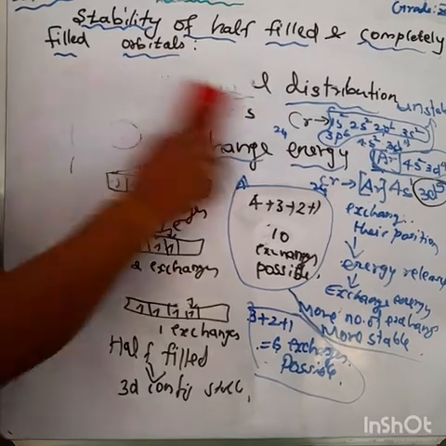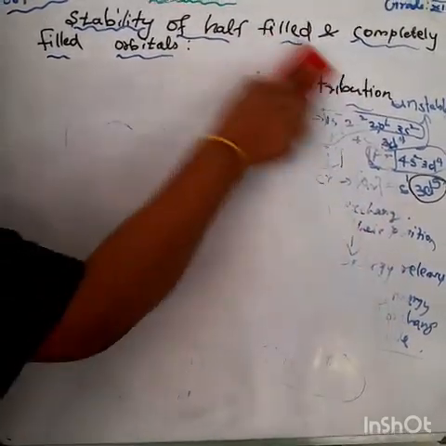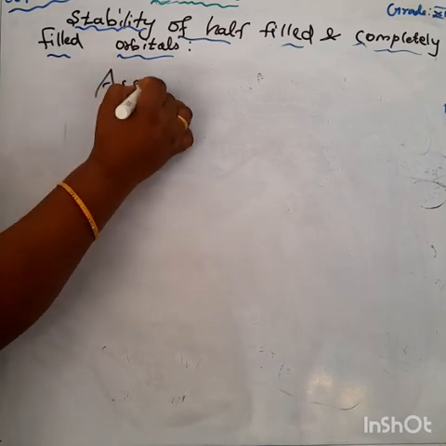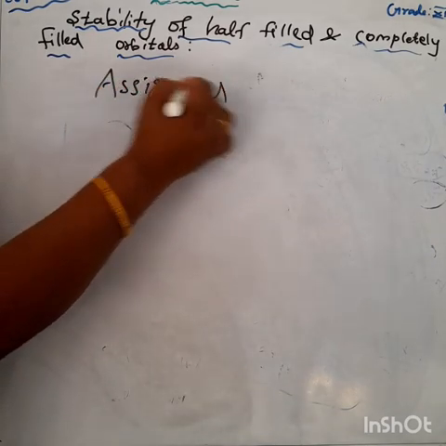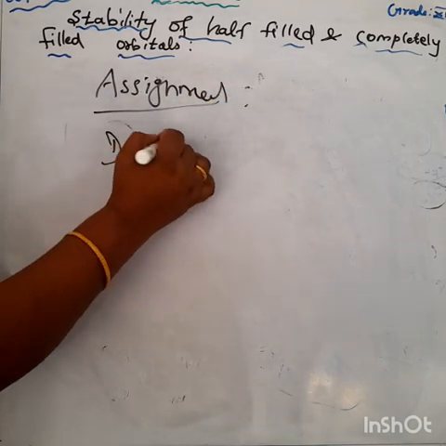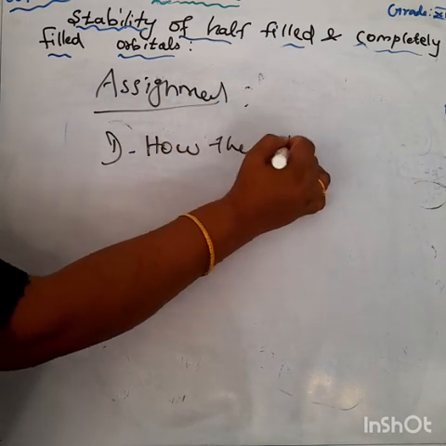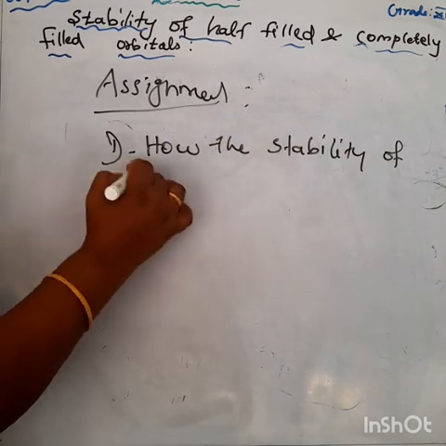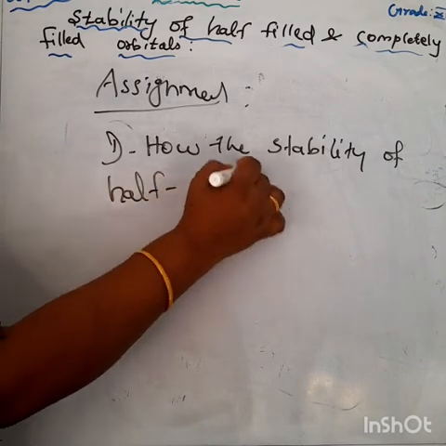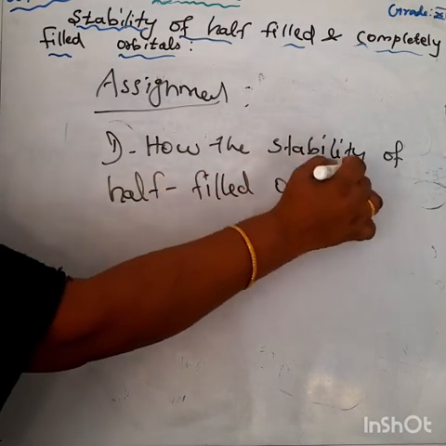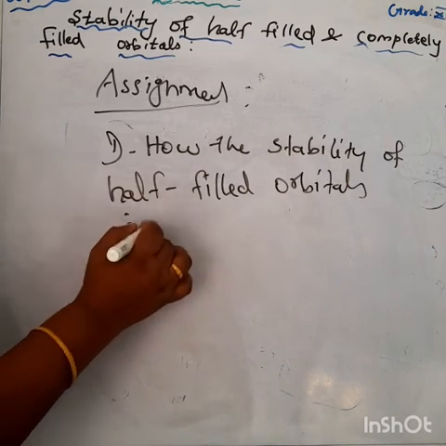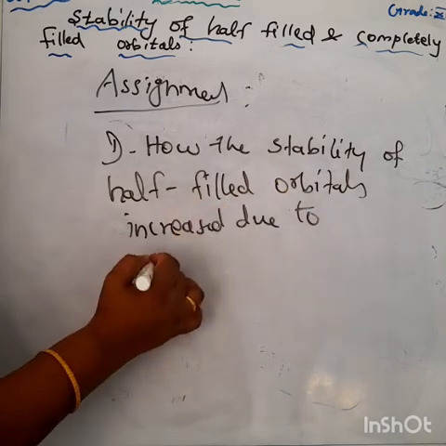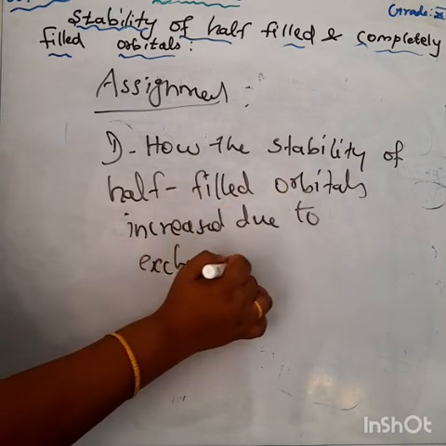Today your assignment: how the stability of half-filled orbitals increases due to exchange energy. Okay, this is your assignment, today's assignment.